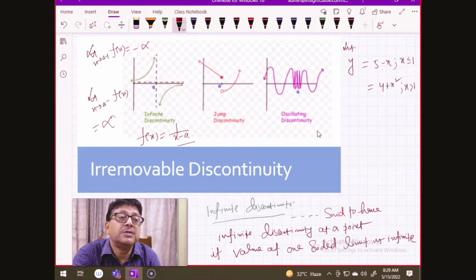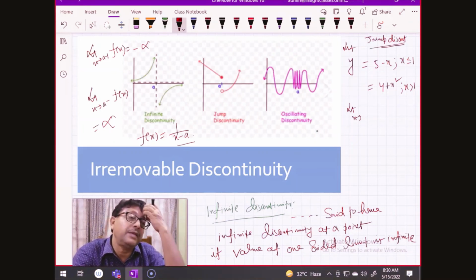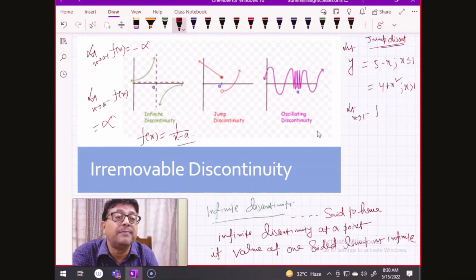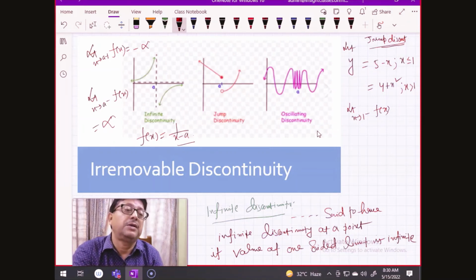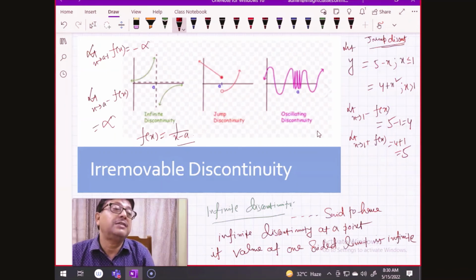Why? Because if you want to find limit x tending to 1 plus, we are discussing jump discontinuity. Let me find the jump. And what is jump? Let me explain, then I'll define it. Limit x tending to 1 minus f(x) is what? All of you know, this part of the function, that is 4. And limit x tending to 1 plus f(x) is what? This is going to be 4 plus 1, that is equal to 5. Okay? So this function has a jump.